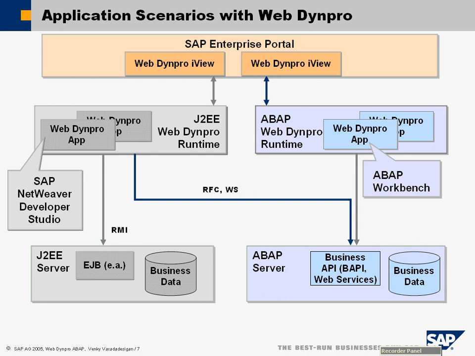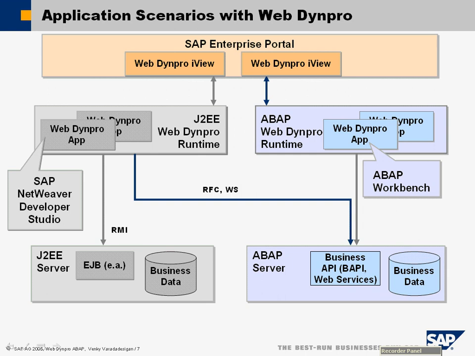So if you see, it's pretty similar, right? At the bottom portion, you have the J2EE server, and on the right-hand side, you have the ABAP server. So let's take a look at the J2EE server.